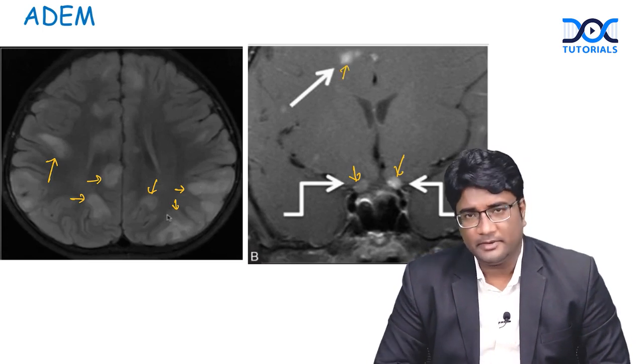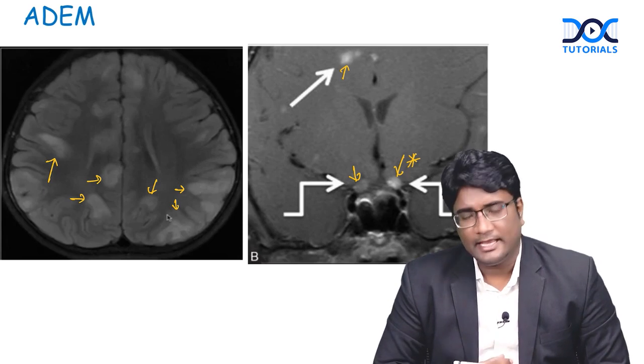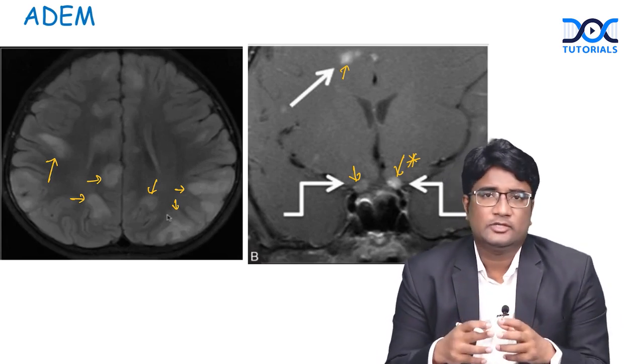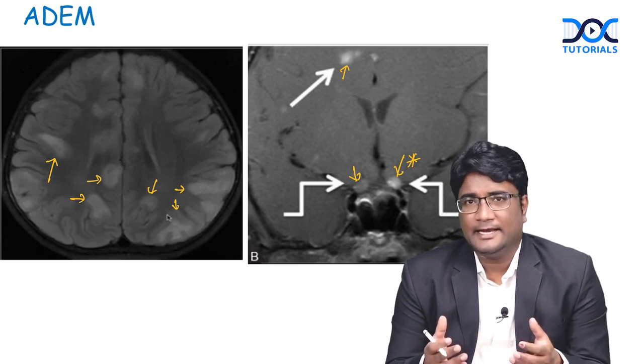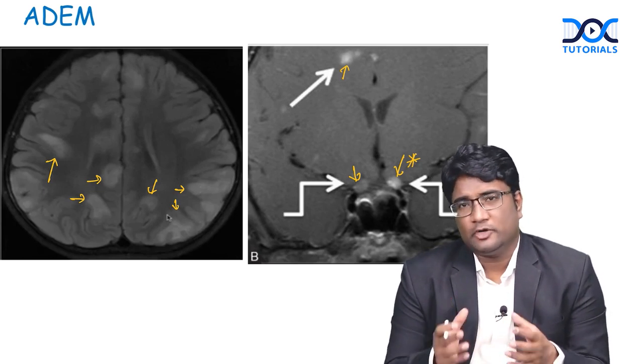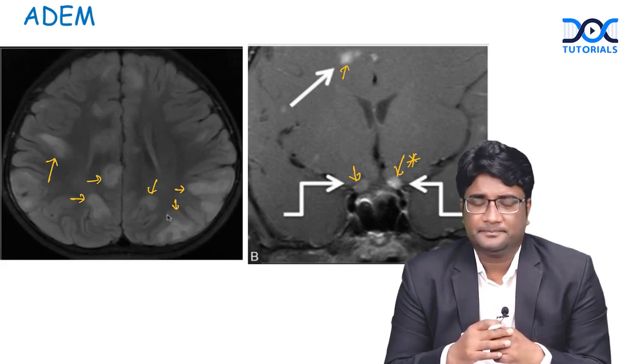And you can see on the contrast images, the bilateral optic nerves are showing enhancement with some areas of enhancement in the brain, more so on the left side; the left optic nerve is appearing enhancing. So MOG associated antibodies in children can also present with ADEM. Especially in children, MOG antibody associated encephalomyelitis can present as ADEM.